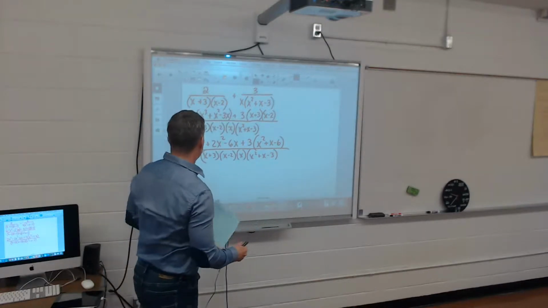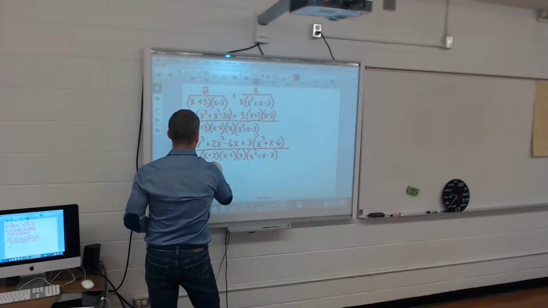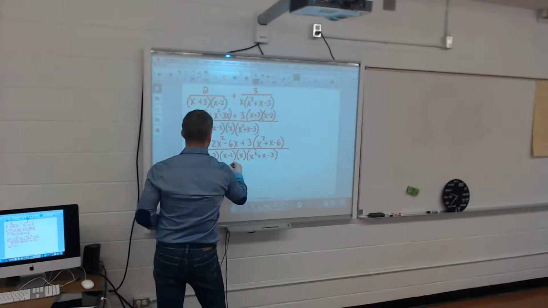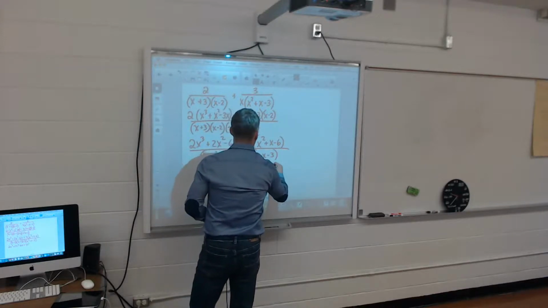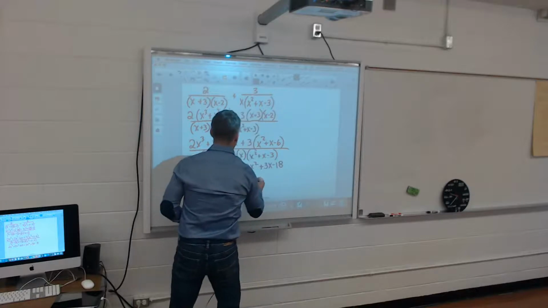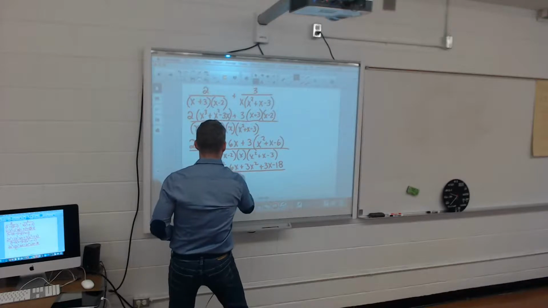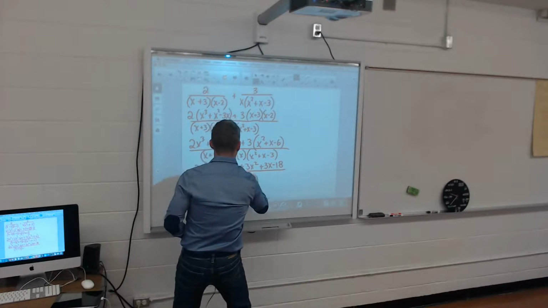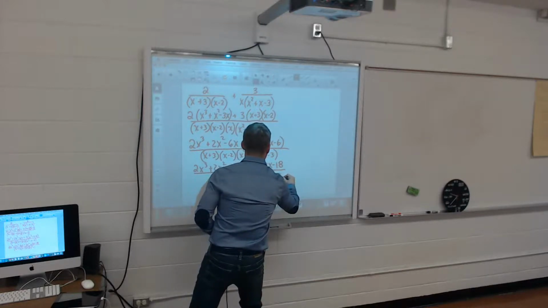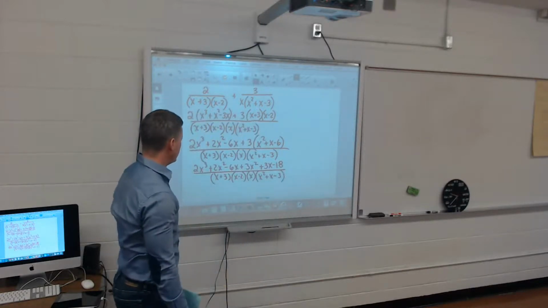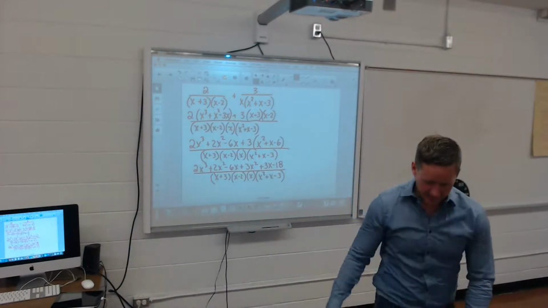I almost feel like that was a misprint, but whatever. Okay, so I'm going to multiply that through, so I'm going to end up with 2x cubed, 2x squared minus 6x plus 3x squared plus 3x minus 18, like that. I feel like this question wasn't done right, or wasn't written right.